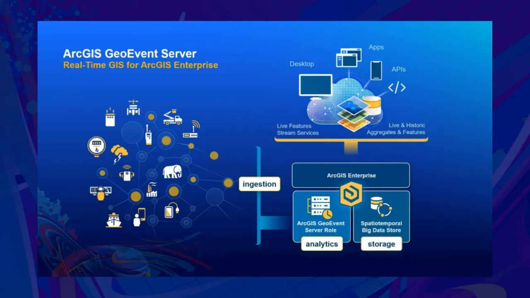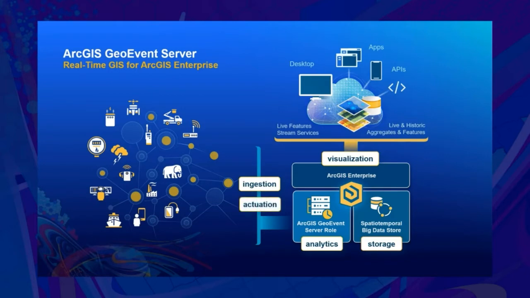The third key capability is storage. GeoEvent Server also enables the ability to store high volume and high velocity real-time data, whether it be in a system file, an enterprise geodatabase, the spatiotemporal big data store, and so forth. The fourth key capability is visualization. Simply processing and storing your real-time data doesn't quite tell the whole story. Most oftentimes, we want to be able to visualize this data. GeoEvent Server enables this through the use of different services, such as map services, feature services, and stream services.